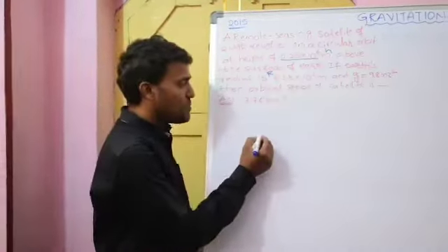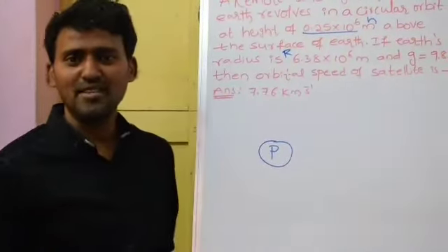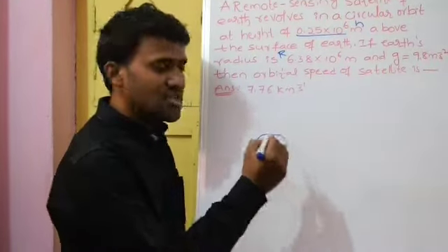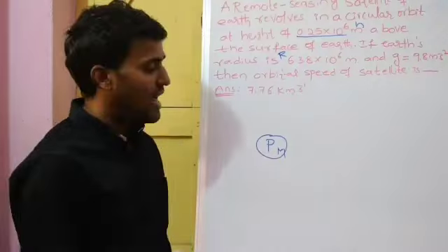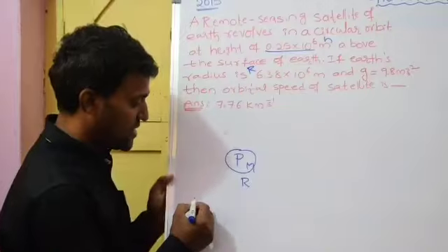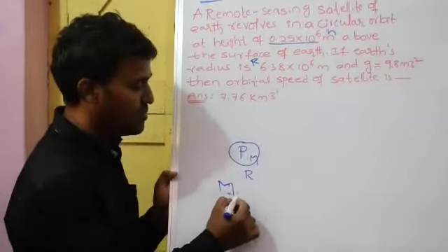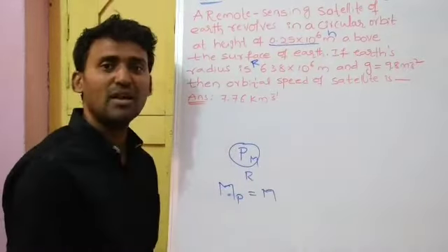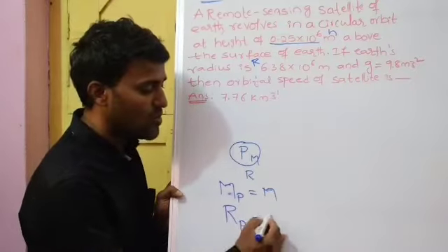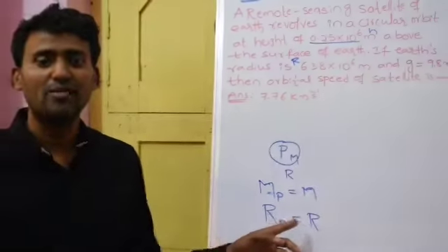First I am taking one planet. This is one planet P. Now the mass of the planet is capital M, and the radius of the planet Rp is equal to capital R.